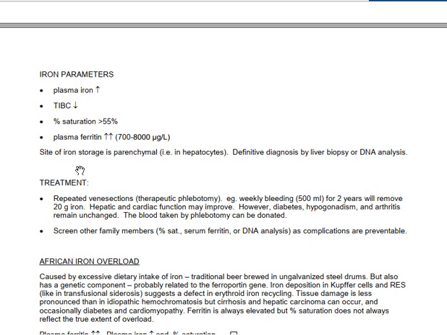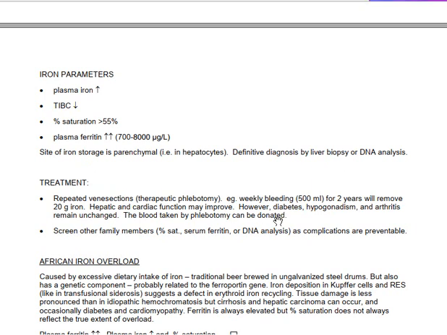The site of iron storage is the parenchymal hepatocytes, and we have a definitive diagnosis by liver biopsy. So when you do liver biopsy and DNA analysis, that is the definitive diagnosis. What's the treatment? The treatment in this case is that you have to do repeated phlebotomy, just like a patient that has polycythemia. Is it clear? So you just need to do repeated phlebotomy to remove the iron continuously in the patient.